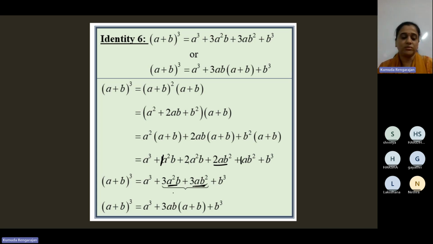So now because we see the product, we got 6 terms. 1, 2, 3, 4, 5, 6 terms. 3 into 2, 6 terms we have. Then since we have like terms, on simplifying, now the result has only 4 terms. A plus b the whole cube is equal to a cube plus 3a square b plus 3ab square plus b cube. Now when you take out 3ab common between these two terms, the identity looks like a plus b the whole cube is equal to a cube plus 3ab into a plus b, plus b cube. Because 3ab into a is 3a square b, 3ab into b is 3ab square. All right.